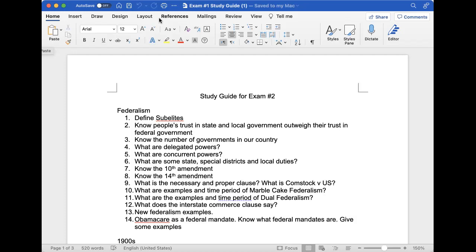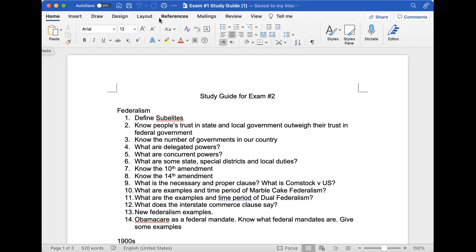Know the different types of federalism. Know marble cake federalism, which is a metaphor for cooperative federalism, when the federal government and the state government share different types of duties. And know what dual federalism is. During the first 100 years of our country, the relationship between the federal government and the state government could be called dual federalism, where the state government has certain powers, the federal government has certain powers, and they don't really commingle, or they don't really mix.